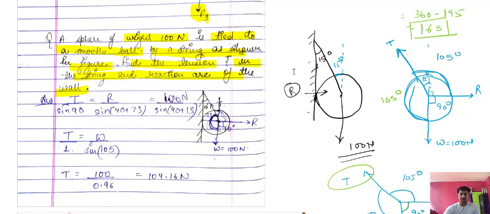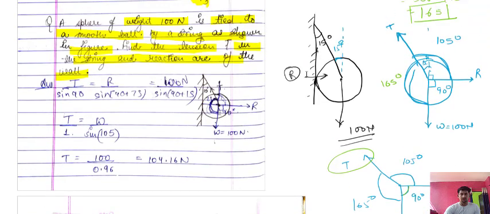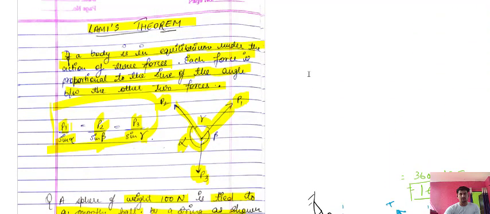So try to do the numericals that are based on Varignon's theorem and Lamy's theorem. So this is it for today, and the second unit is completed. So start preparing both the units that will be included in the midterm exam. Okay, thank you.